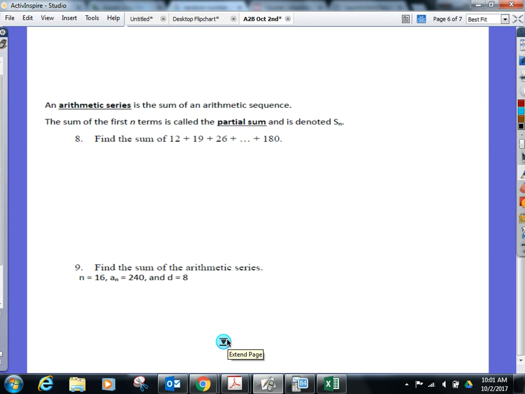Let's start adding up an arithmetic series now. So the sequence is arithmetic, and I want to add it up. There's no sigma involved now. I've got to do it on my own. All right? So find the sum of 12 plus 19 plus 26, all the way up to 180.